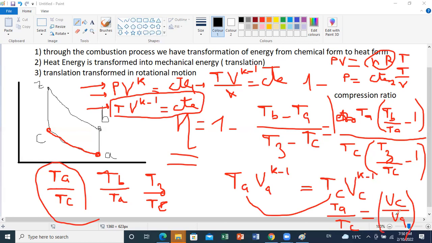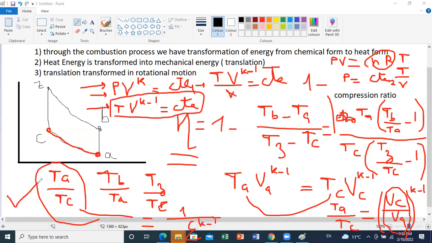And going back to your characteristic epsilon, what is epsilon? Epsilon is the inverse of this. It's VA over VC. So I deduce that TA over TC is equal to 1 over epsilon to the power K minus 1. And then I am done with my first ratio.